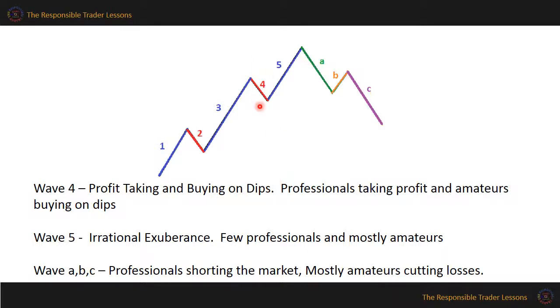Wave 4 is profit-taking and buying of dips. Professionals and some amateurs take profits because the stock is considered expensive again. This wave tends to be weak because there are usually more amateurs that are still bullish on the stock and are waiting to buy on the dips.